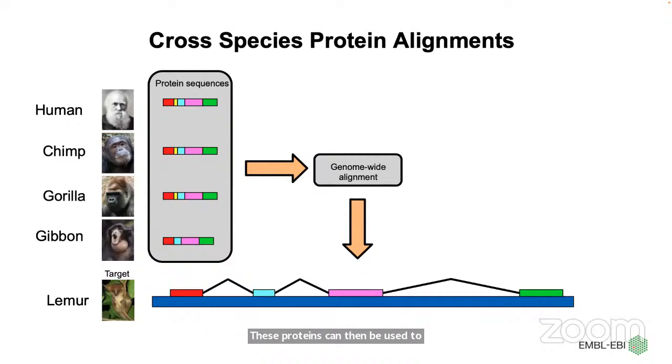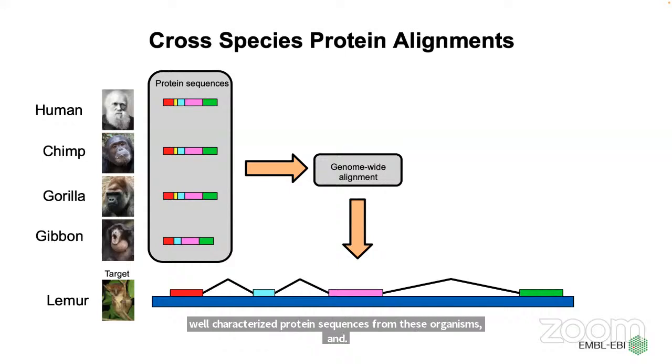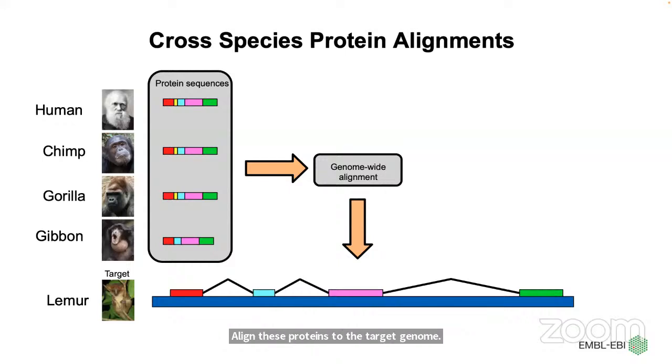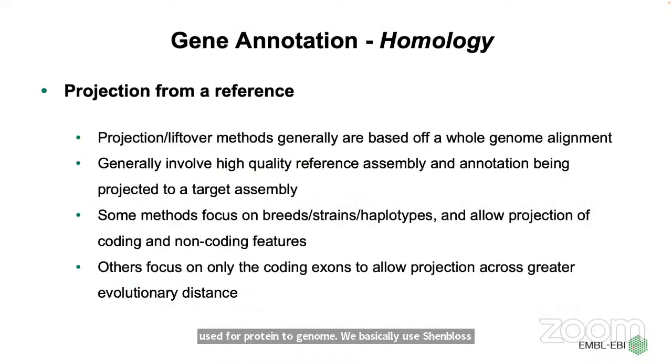So for example, this is just a pictorial representation. If your target genome is lemur, you want to take data from closely related species, in this case, say from human, chimp, gorilla, and gibbon. You take all the known well-characterized protein sequences from these organisms, and align these proteins to the target genome to infer the gene structure. There are tools which are used for protein to genome alignment. We basically use GenBlast and MiniProt for these approaches.